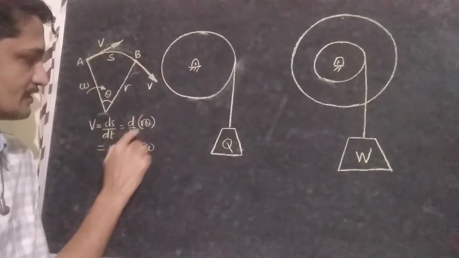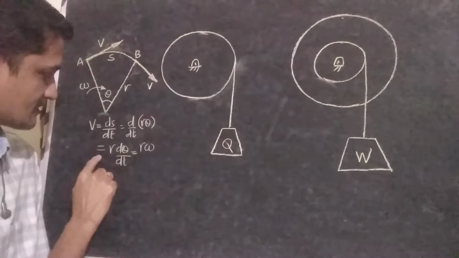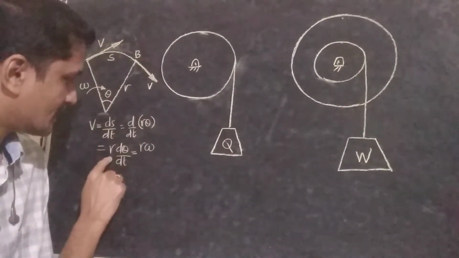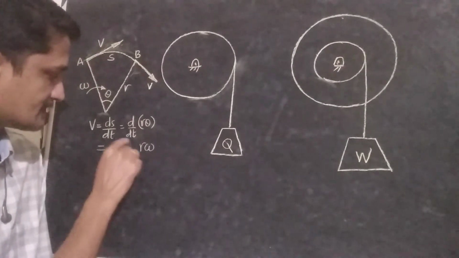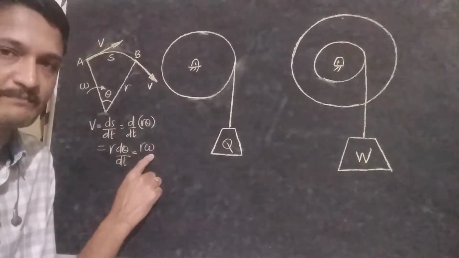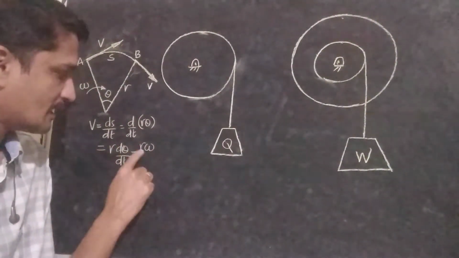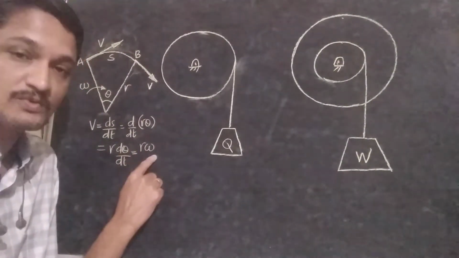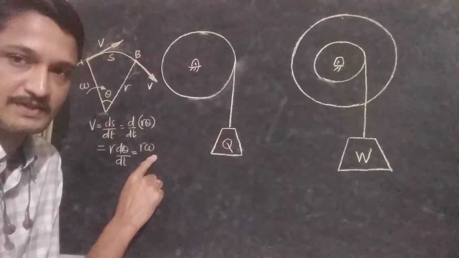Then d by dt of r theta is equal to r, and r is always a constant for rotational motion, so r into d theta by dt. That d theta by dt is equal to omega. Then the linear velocity is r omega. Linear velocity is equal to the radius of curvature into angular velocity.